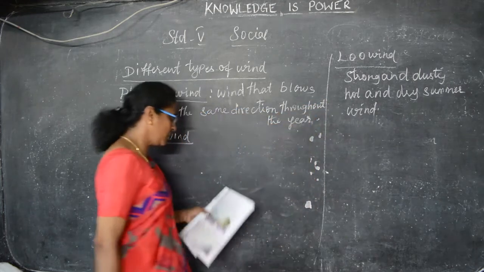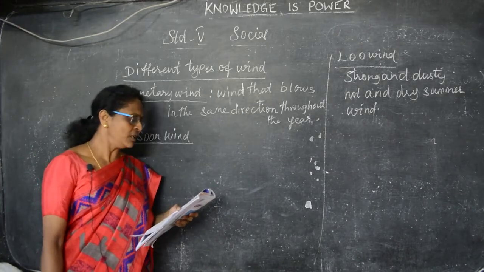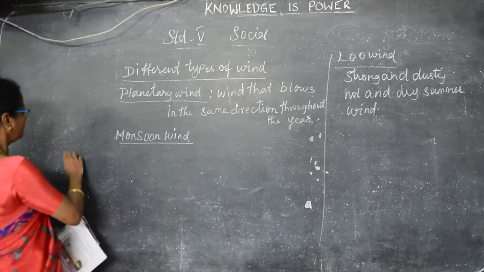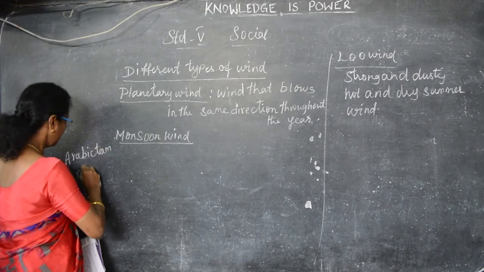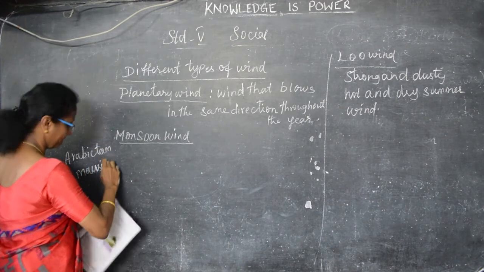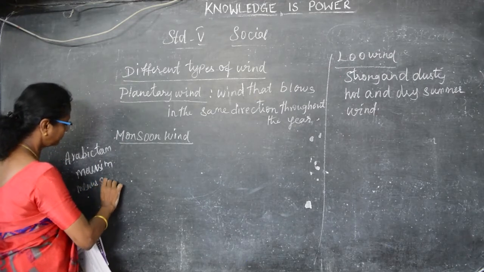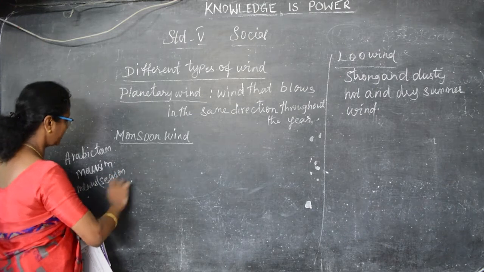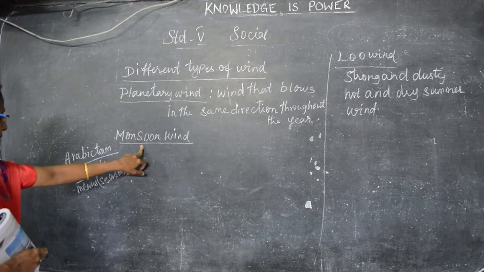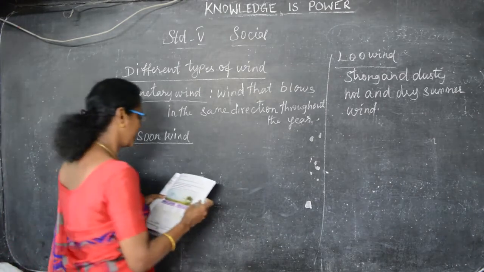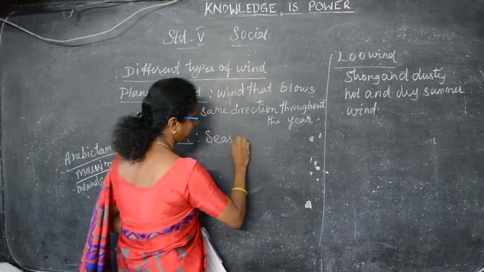And what do you mean by the monsoon wind? The word monsoon is derived from the Arabic term mawsim, which means season. Mawsim means season. Can you understand? So that means by the season. And monsoon wind is the seasonal wind.